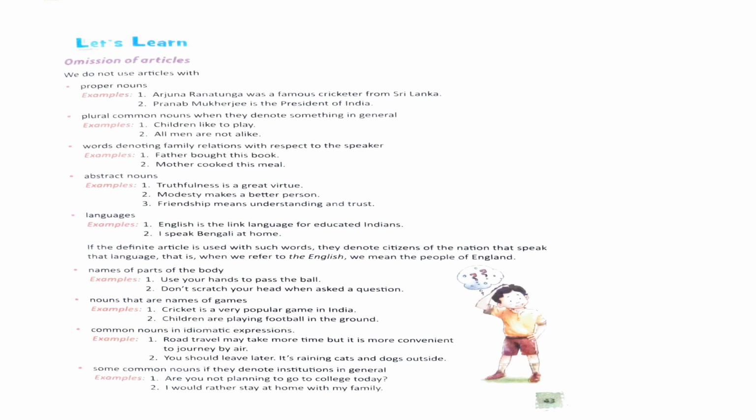So children, so far we discussed where we should be using articles, right? Now we will see where we should not use articles. All three of them, a, an and the, where we should not use them. That is what we are going to see here. So we do not use articles with proper nouns. What are proper nouns? They are particular names of people, animals, things, etc.